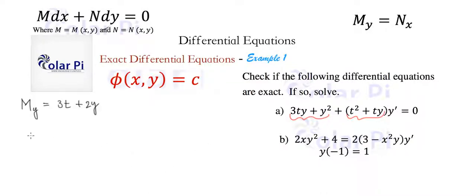And then if we look at N, and it's going to be N_t, so the partial with respect to t of N, we just take the partial with respect to t of this here, right? And if we do it correctly, we see that we have to write 2t and then plus y, right? And clearly they are not equal. M_y is not equal to N_t, so therefore A is not exact.